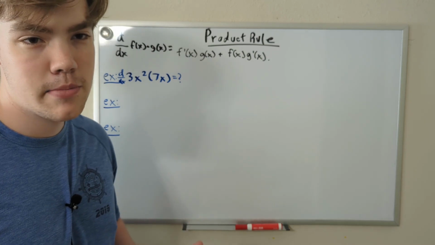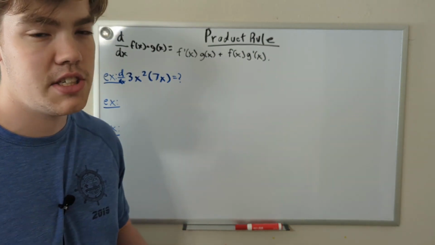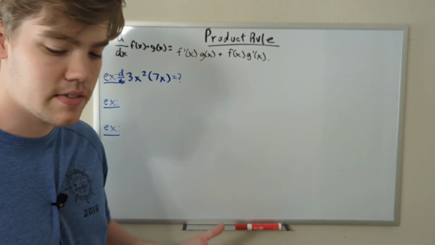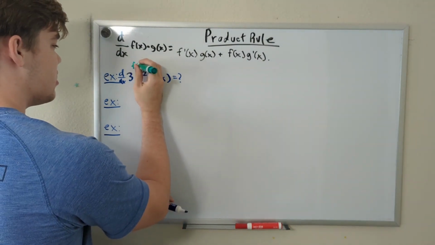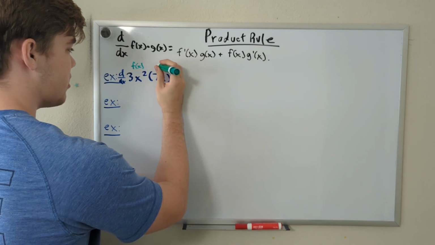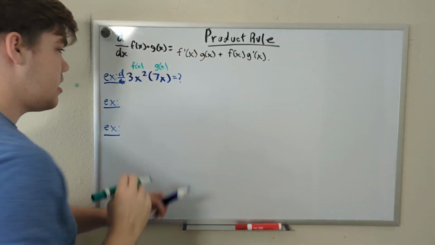And it doesn't really matter too much if you choose one to be f of x and the other to be g of x. As long as one of them is f of x and the other is g of x, it doesn't matter. For me, I'm going to use the first function as f of x, this 3x squared, and our second function, 7x, as g of x, as such.